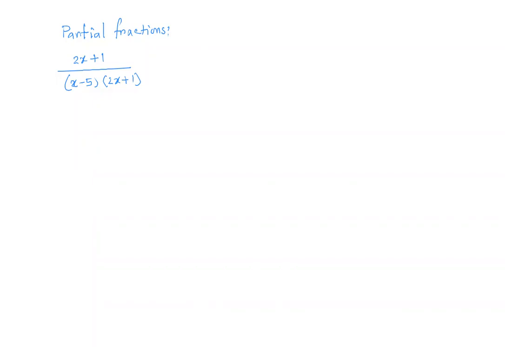All right. So what we are going to do is assume that this is equal to a over (x - 5) plus b over (2x + 1). And that's what the assumption is.